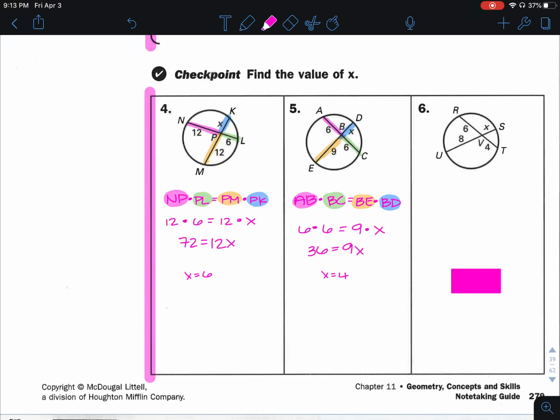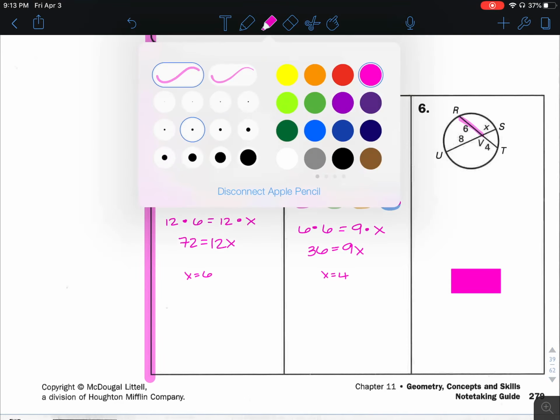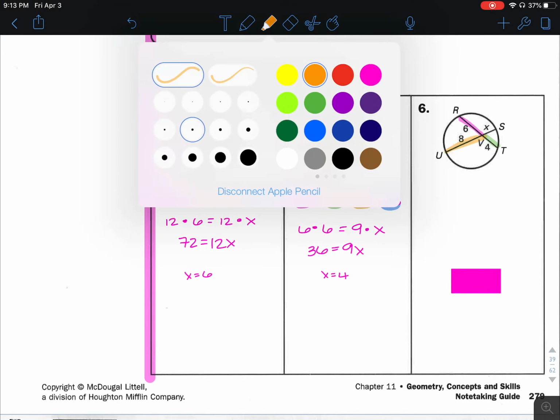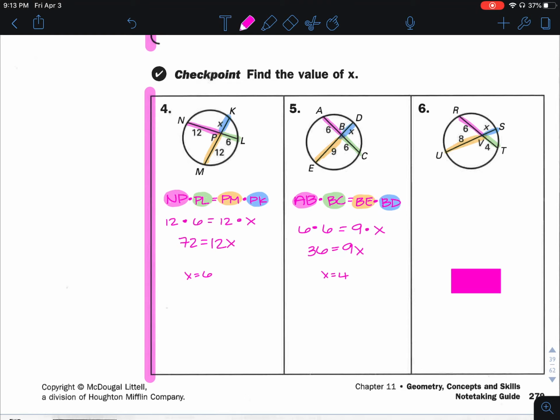And our last one, so again, I'm just going to label, color in some stuff. Again, I'm doing my green and my pink across from each other, and then my orange and my blue across from each other. So I have RX times V, sorry, that was wrong. RV, there we go, times VT equals UV times VS. Here's my blue, here's my orange, here's my green, and then here is my pink.